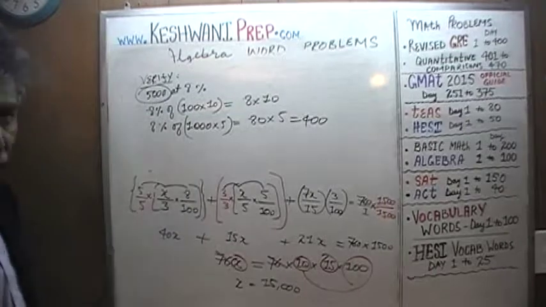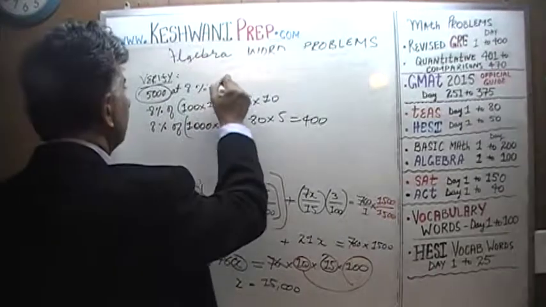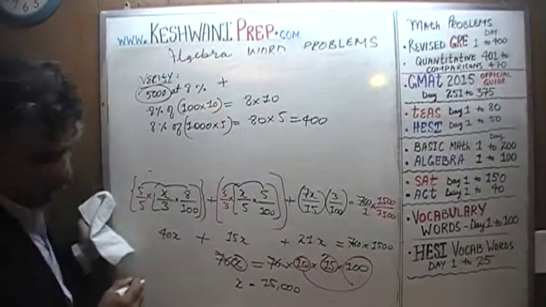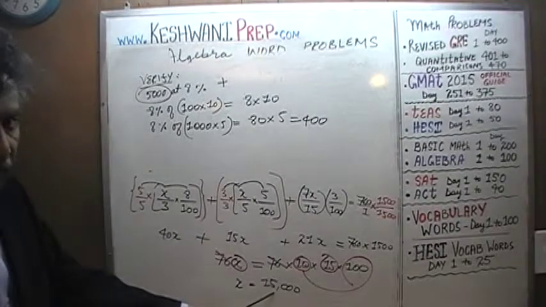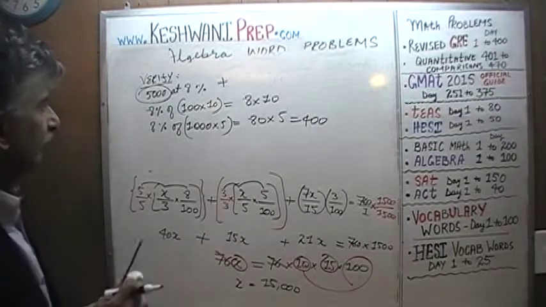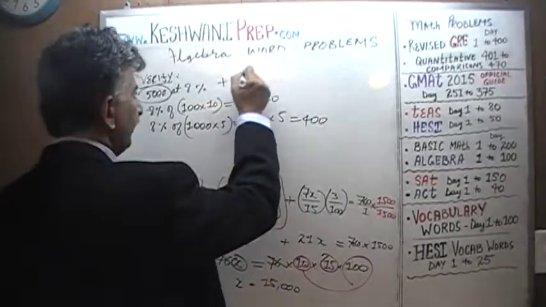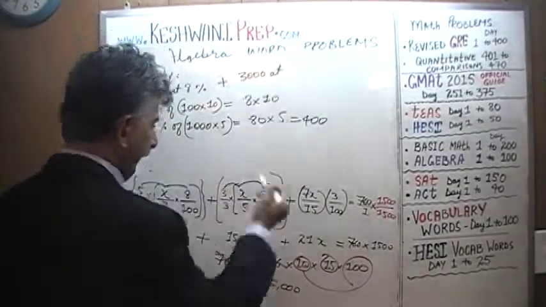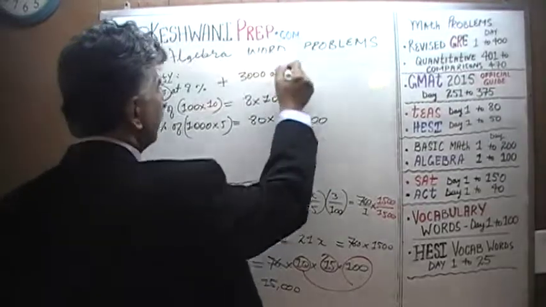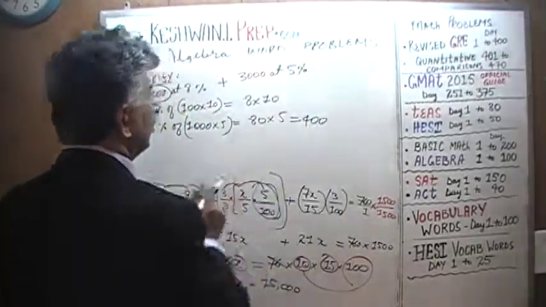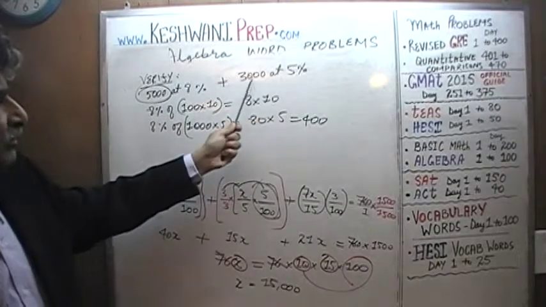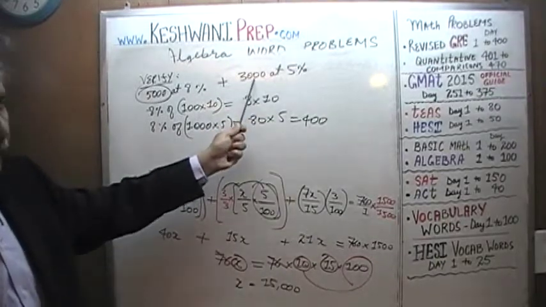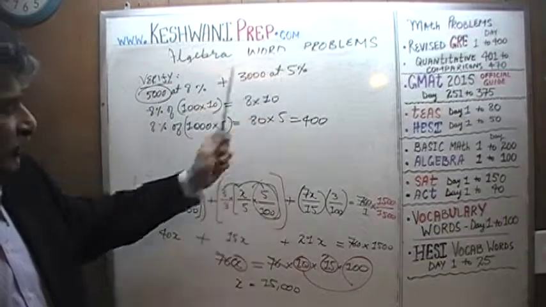We can continue here. Plus, we have a fifth of 15,000, which is 3,000. So we have $3,000 invested at 5%. Well, that's pretty straightforward actually. 10% of 3,000 would have been 300, so 5% is going to be 150.